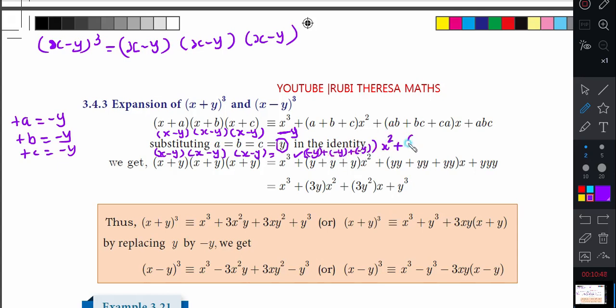Next one is what? Y into y. But what you have to write? Minus y into minus y. Minus y into minus y is nothing but, very good, y squared. Because minus into minus plus. Understand? For your better understanding, I am writing like this. Minus y into minus y plus minus y into minus y plus minus y into minus y.